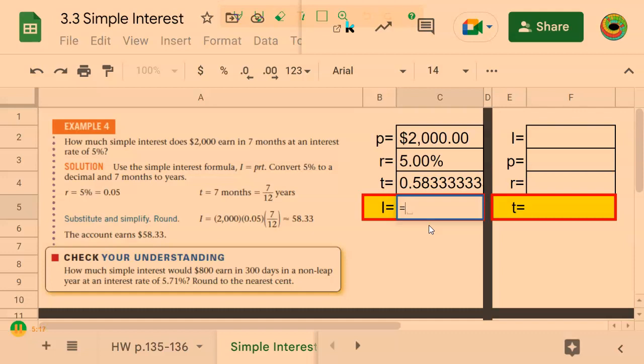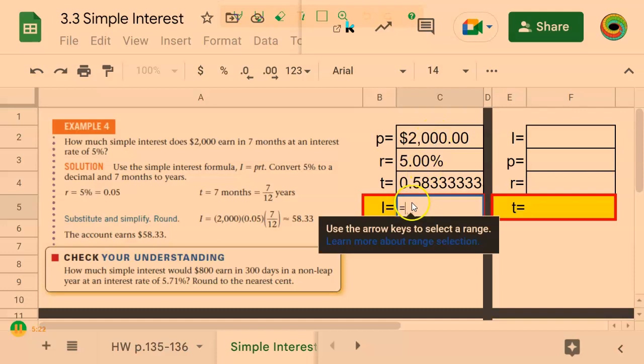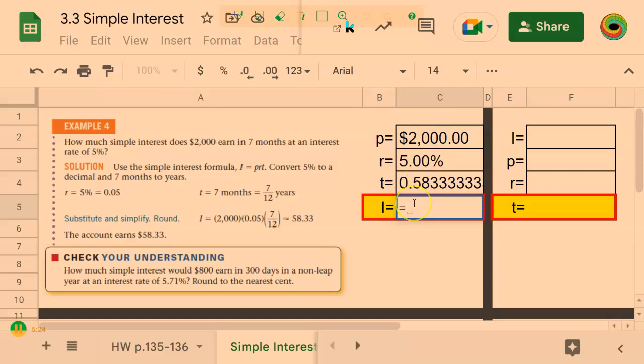And I'm going to tell it to multiply these three numbers. Now, to multiply, use the asterisk, which is Shift 8. So I can click on this, 2000, hit the asterisk, Shift 8. That means multiply, and then click on the 5%. Click that, asterisk, and then click on the time, and it'll give me a preview of my answer, 58.33, which matches the answer here, so I know I'm in good shape.